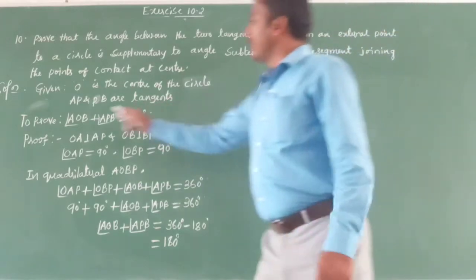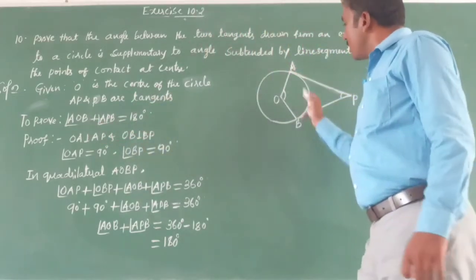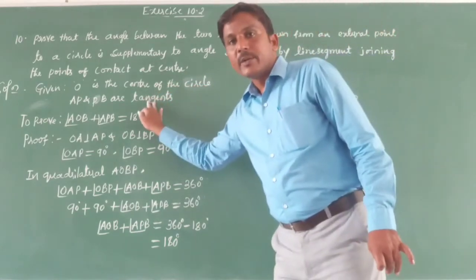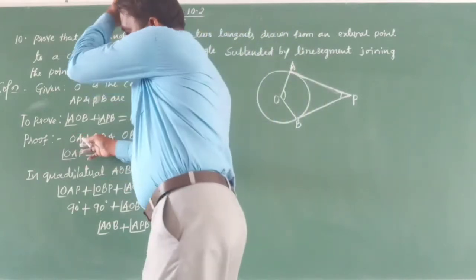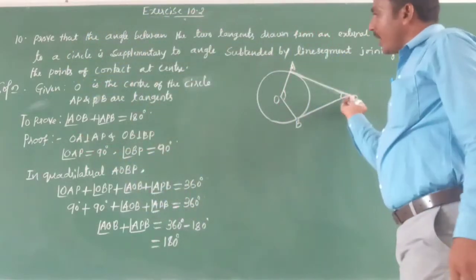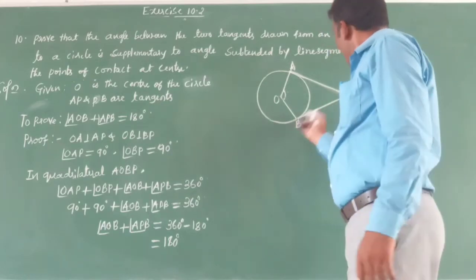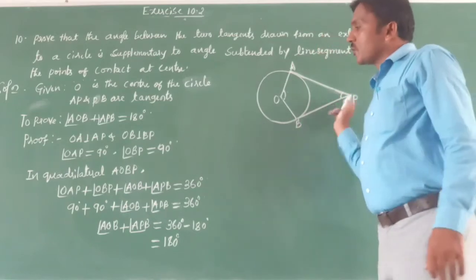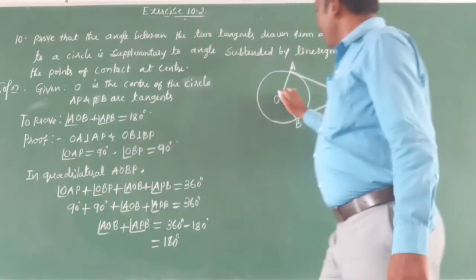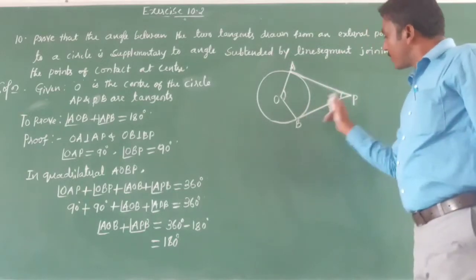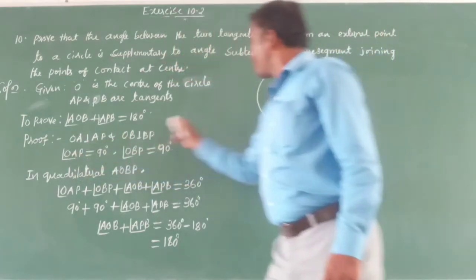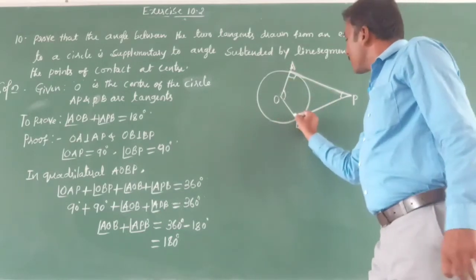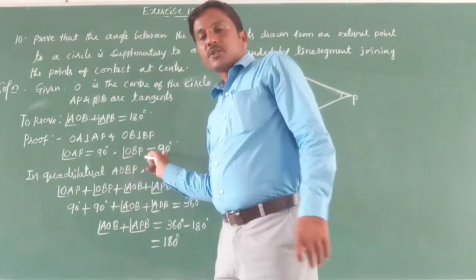What you have to prove? Angle AOB plus angle APB, the sum of these is equal to 180 degree. We need to prove this. Now OA is perpendicular to AP and OB is perpendicular to PB because this is the radius and this is the point of contact. This is the tangent to the circle, so it will always be perpendicular. If OA is perpendicular to AP and OB is perpendicular to BP, angle OAP is equal to 90 degree. Similarly, OBP is also equal to 90 degree.